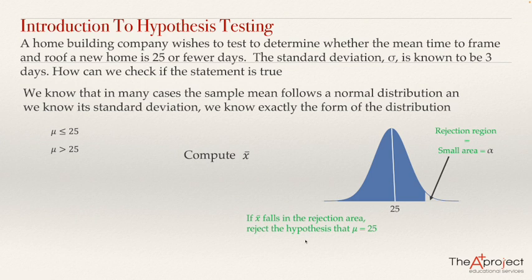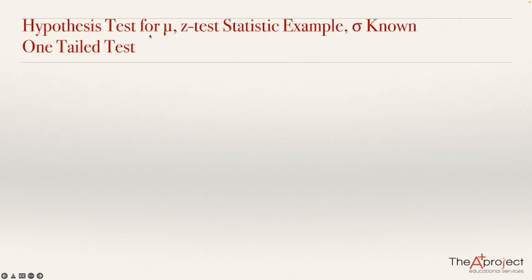Let's make a hypothesis test. Let's go there and compute this sample mean. So I'm going to explain a hypothesis test for a mean with this example. I'm going to use a z-test statistic, and observe that in this example we are assuming that sigma is known. I'm also going to explain why we call this test a one-tailed test.